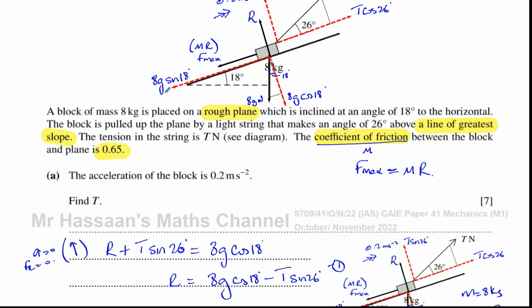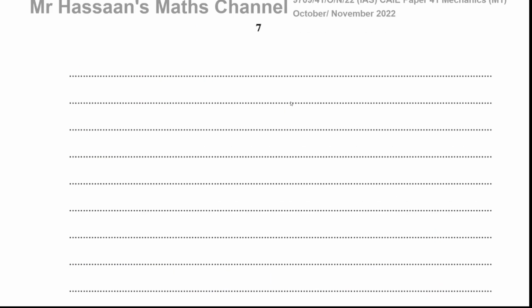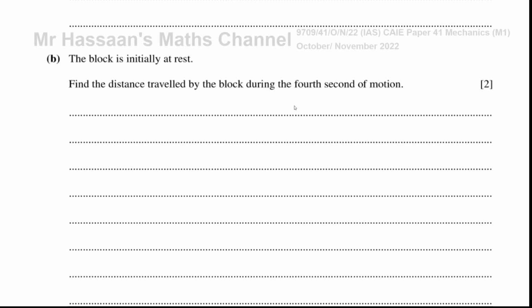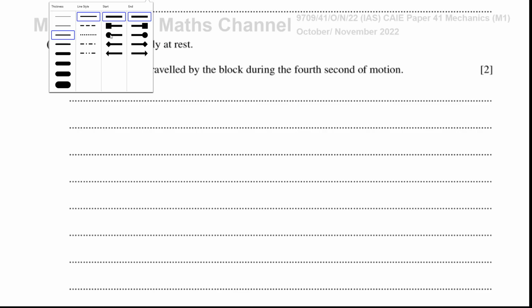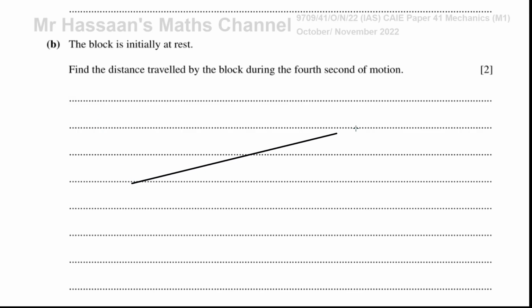Now we're going to go on to part B. Part B says the block is initially at rest. Find the distance traveled by the block during the 4th second of the motion. So this block is, again, going up the plane.